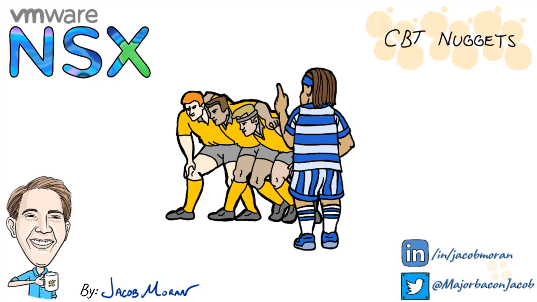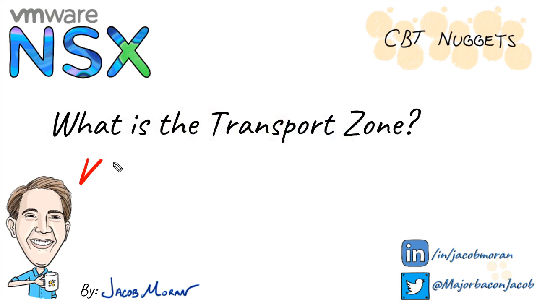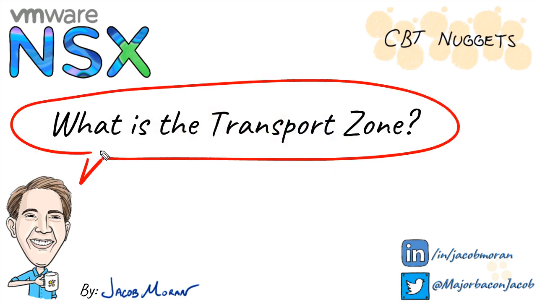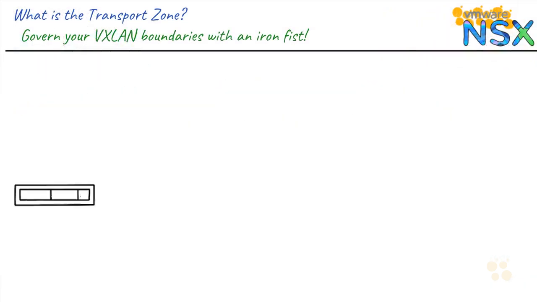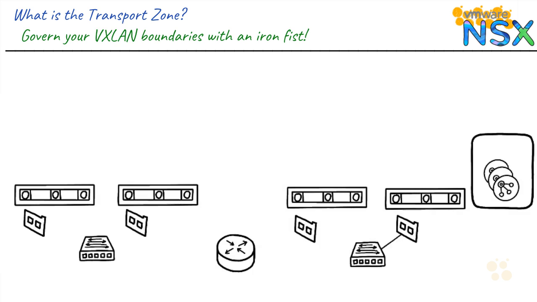And the team that we're going to be talking about is called a transport zone. And that team is going to define those folks who are going to work together, sharing the same distributed elements like logical switches and routers. So in this nugget, we're going to take a look at what the transport zone is, and why we need it. So to start talking about this idea of a transport zone, let's first just start with something simple.